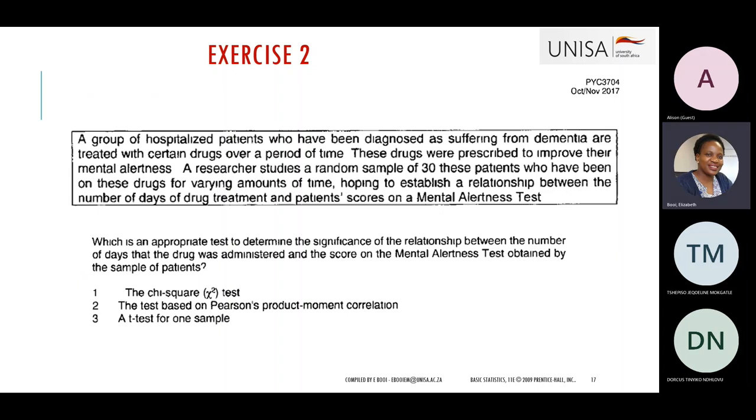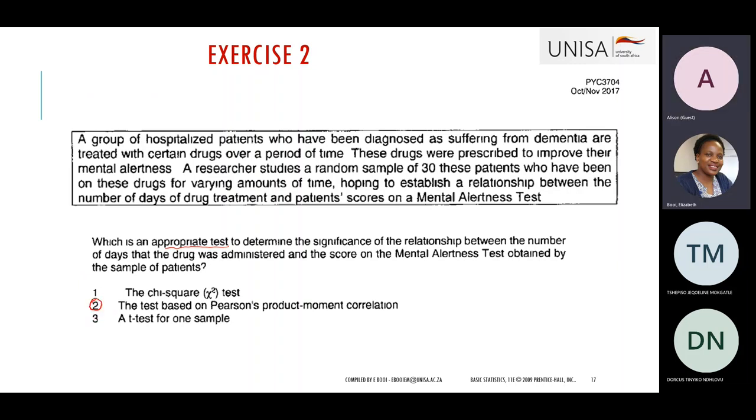Which is an appropriate test to determine the significance of the relationship between the number of days that the drug was administered and the score on the mental alertness test obtained by the sample patients? What will be the appropriate test? Is it going to be a chi-square test? Is it going to be a Pearson product moment correlation? Or is it going to be a t-test for one sample? Number two. It will be number two.